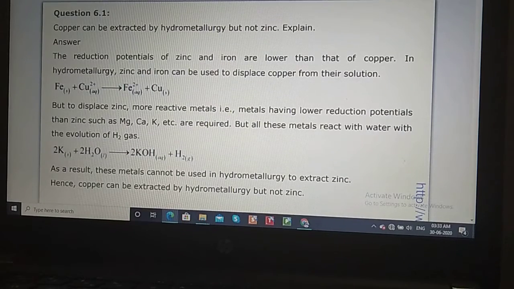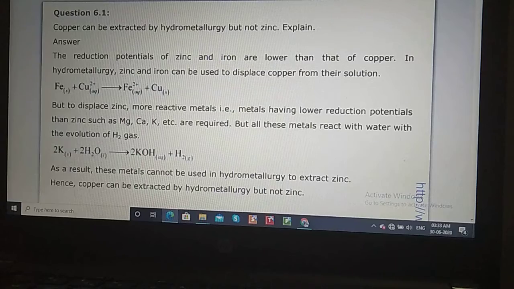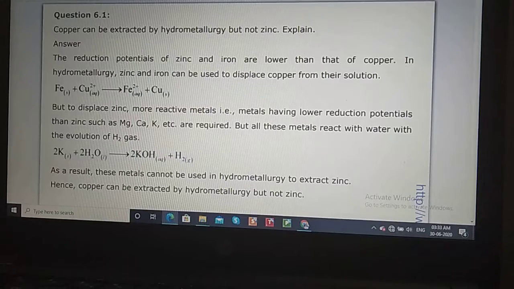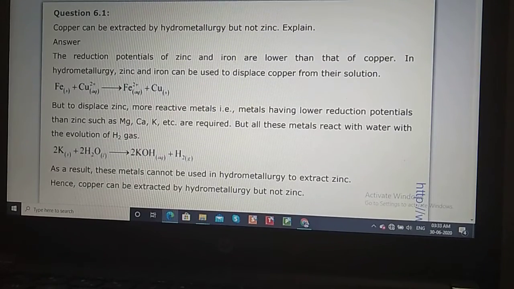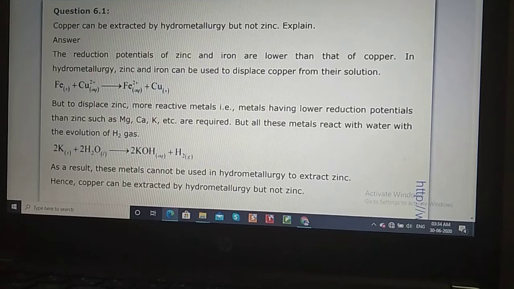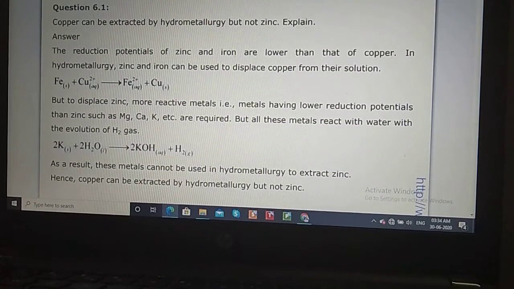So let us read out problem number one. Copper can be extracted by hydrometallurgy, but not zinc. Okay, this is the question, student. First of all, let us know what hydrometallurgy is. Then only you will be able to understand how copper can be extracted by hydrometallurgy, but not zinc. So let us take a student on the board.